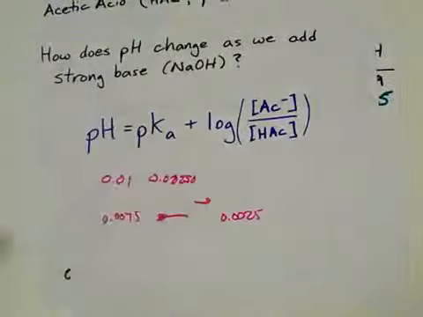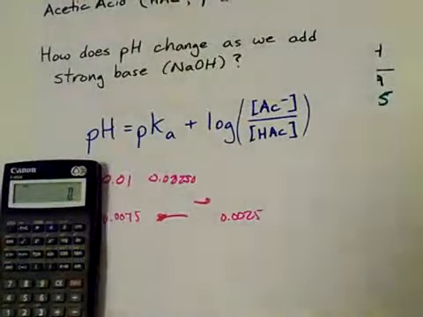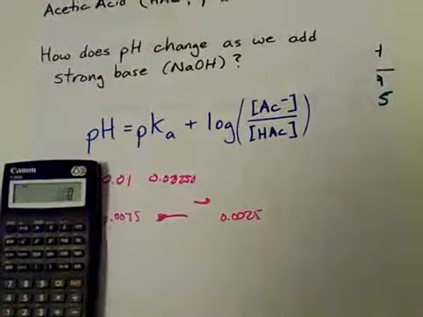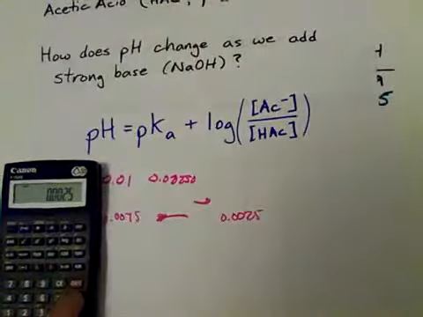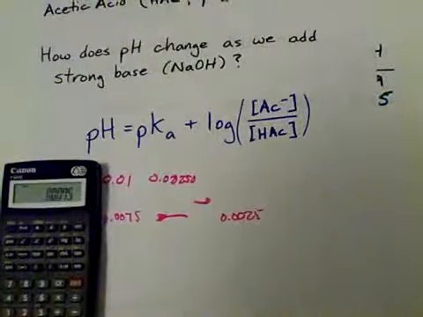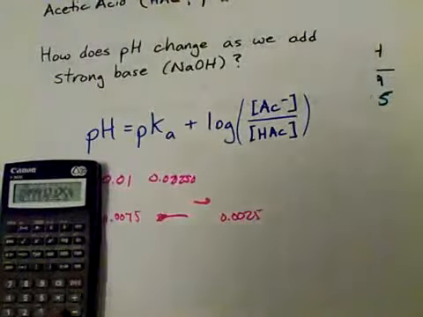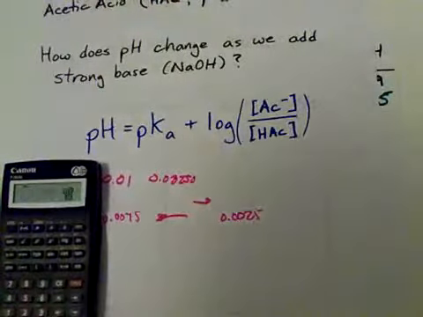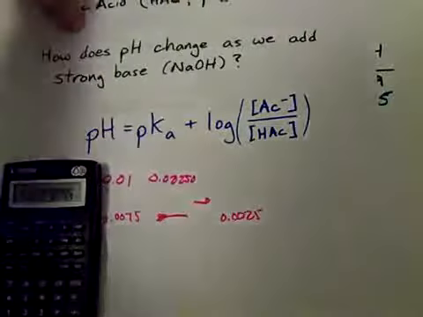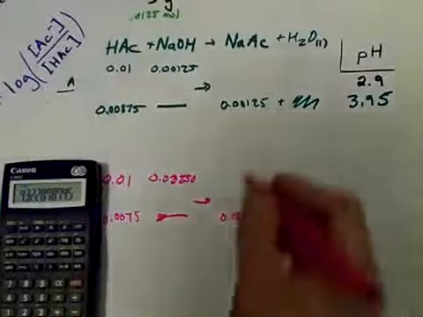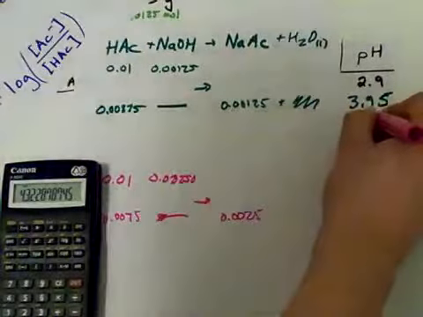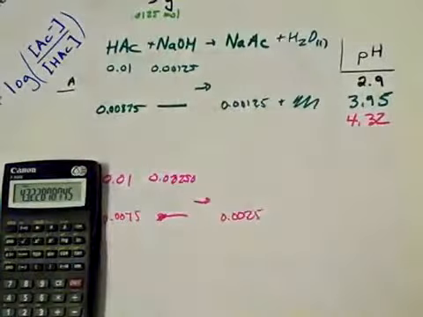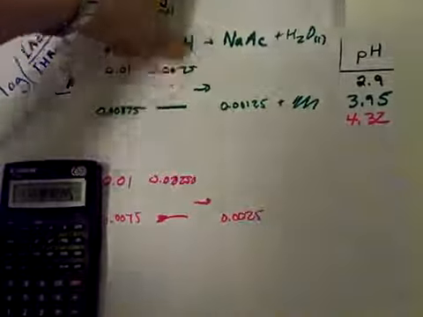Can you see all that at once? Yes, you can. And you can see my calculator. Base divided by acid. Take the log and add the pKa. My pH after we add that much ends up being 4.32. Wait, hold on. Wait, what?